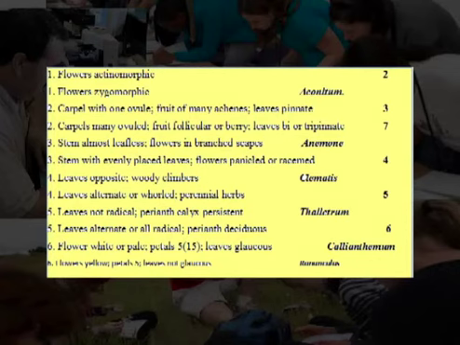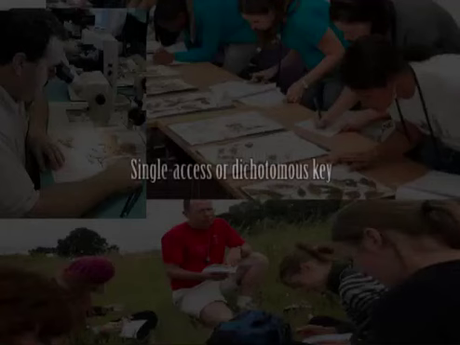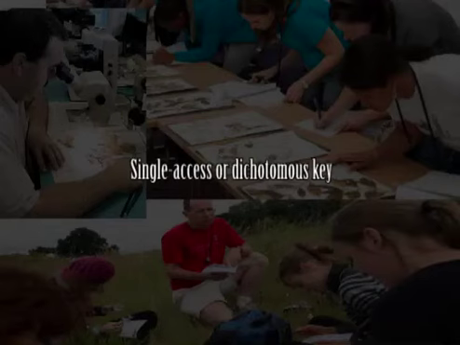The single access keys work by offering a fixed sequence of identification steps, each with multiple alternatives, the choice of which determines the next step. If each step has only two alternatives, the key is said to be dichotomous, else it is polytomous. Multi-access or interactive keys, on the other hand, allow the user to freely choose identification steps and their order. Now, we discuss these two types one by one. First, single access or dichotomous keys.